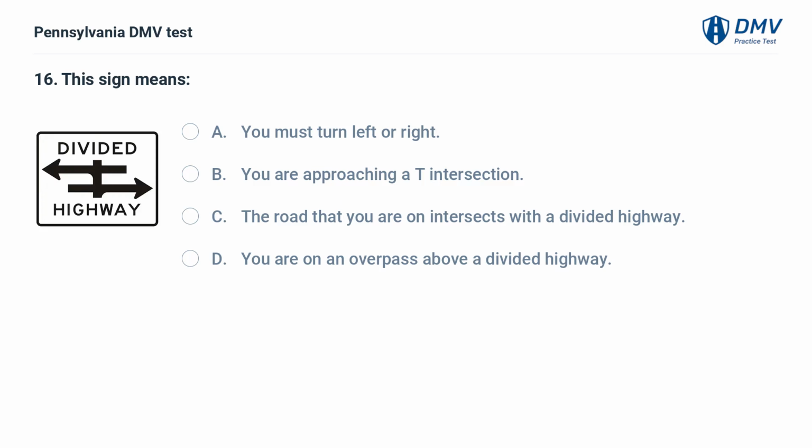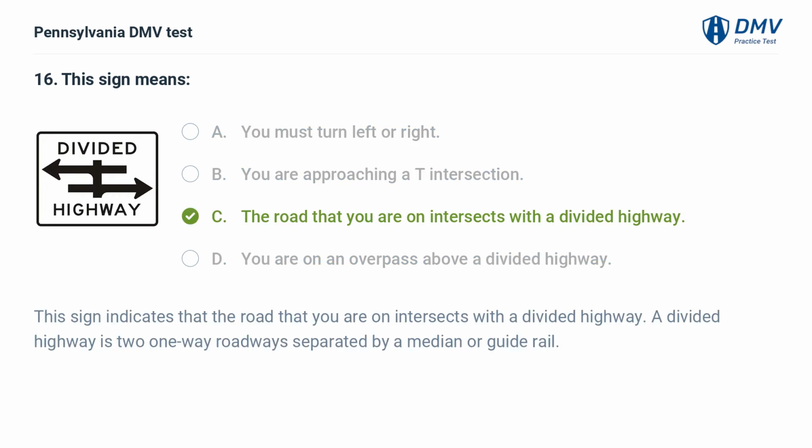This sign means A. You must turn left or right. B. You are approaching a T intersection. C. The road that you are on intersects with a divided highway. D. You are on an overpass above a divided highway. C. The road that you are on intersects with a divided highway.